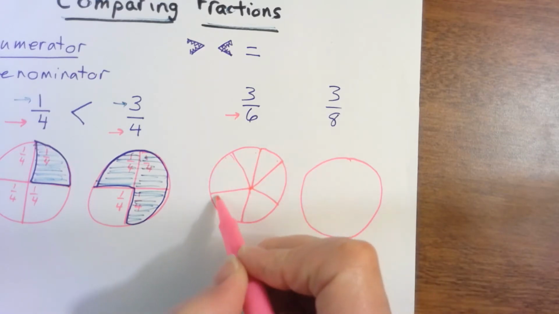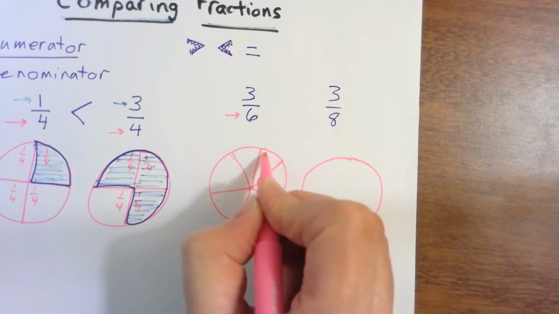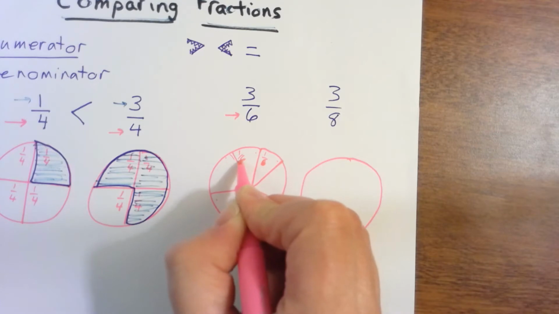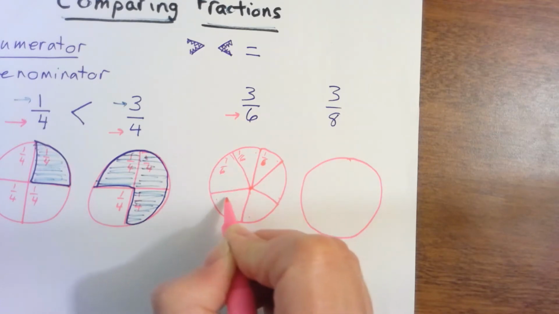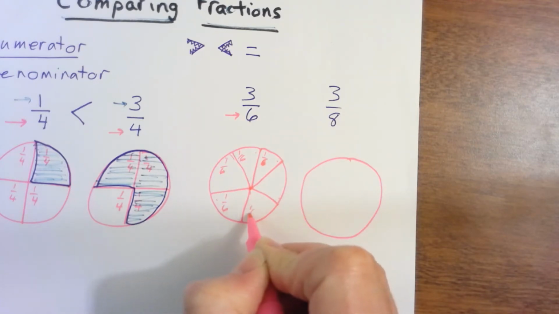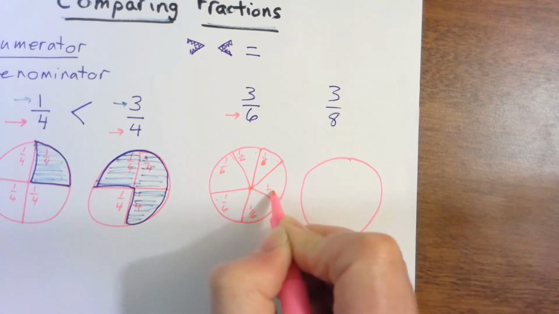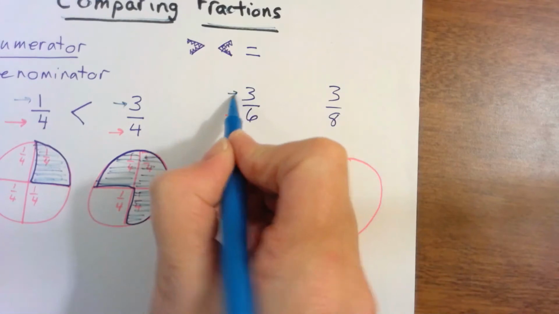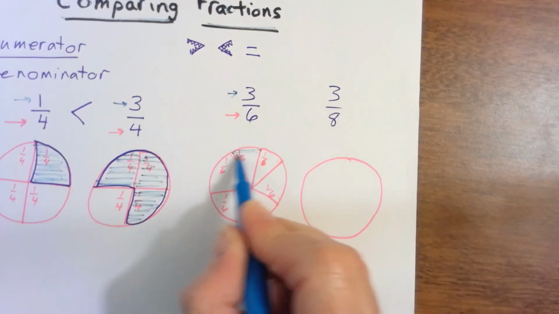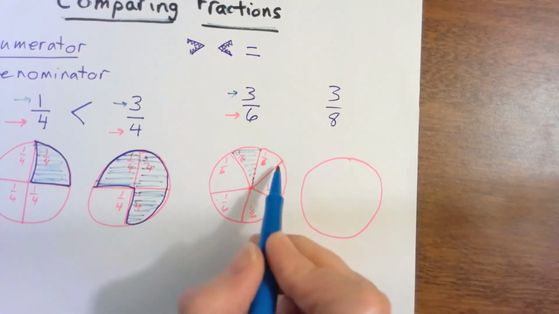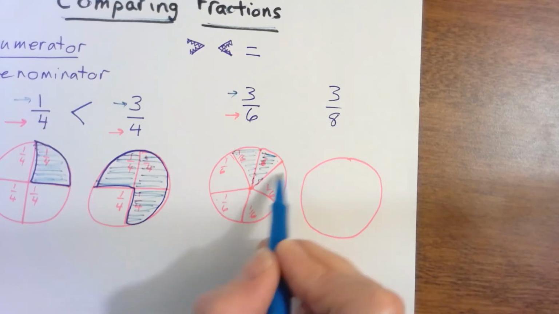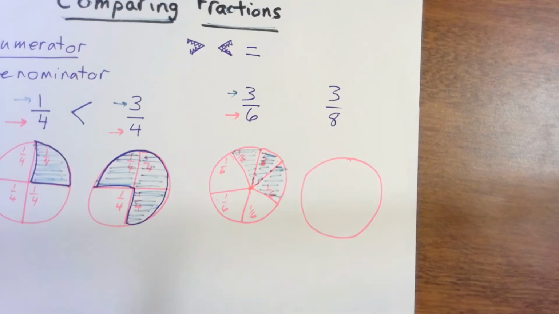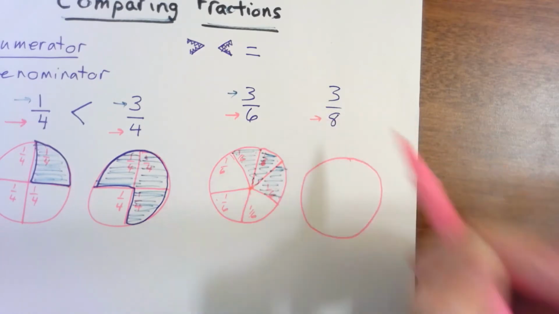So now let's count. 1, 2, 3, 4, 5, 6. So this is 1/6. This is 1/6, 1/6, 1/6, 1/6, and 1/6. And they're saying 3/6. I need to shade 3/6 in. 2 and 3. Okay. Now this one over here says 8.